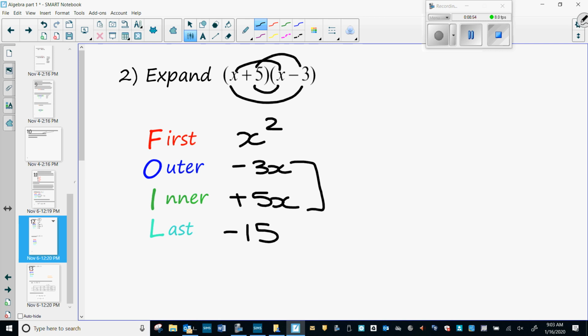2x. I knew I'd ask Hannah, so you shouldn't have shouted out. Thank you, Hannah. +2x, good. I am actually going to keep the plus sign there. Okay, so we've got -3x and +5x, and that gives us +2x. So our final answer is going to be x squared plus 2x minus 15.